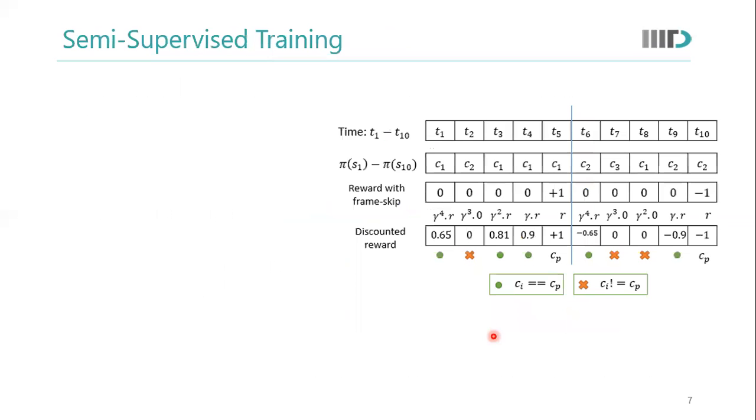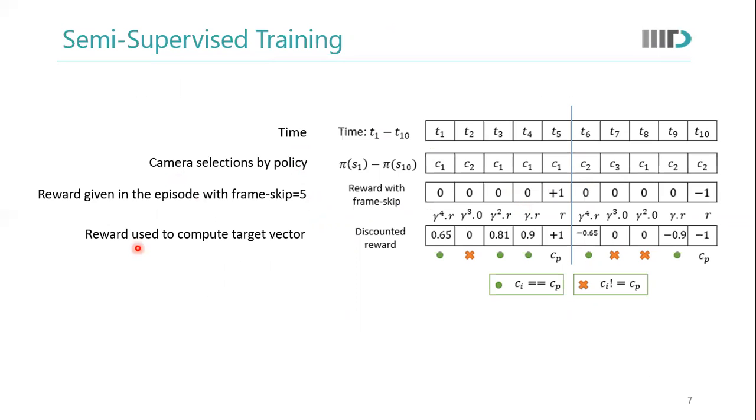So this is the semi-supervised training procedure. In this figure, the first row shows the time information. The second row shows the camera selection policy. And the third row shows the reward given during the training in an episode with a frame skip value of 5. It means that every 5th frame receives a reward and all other frames are skipped.